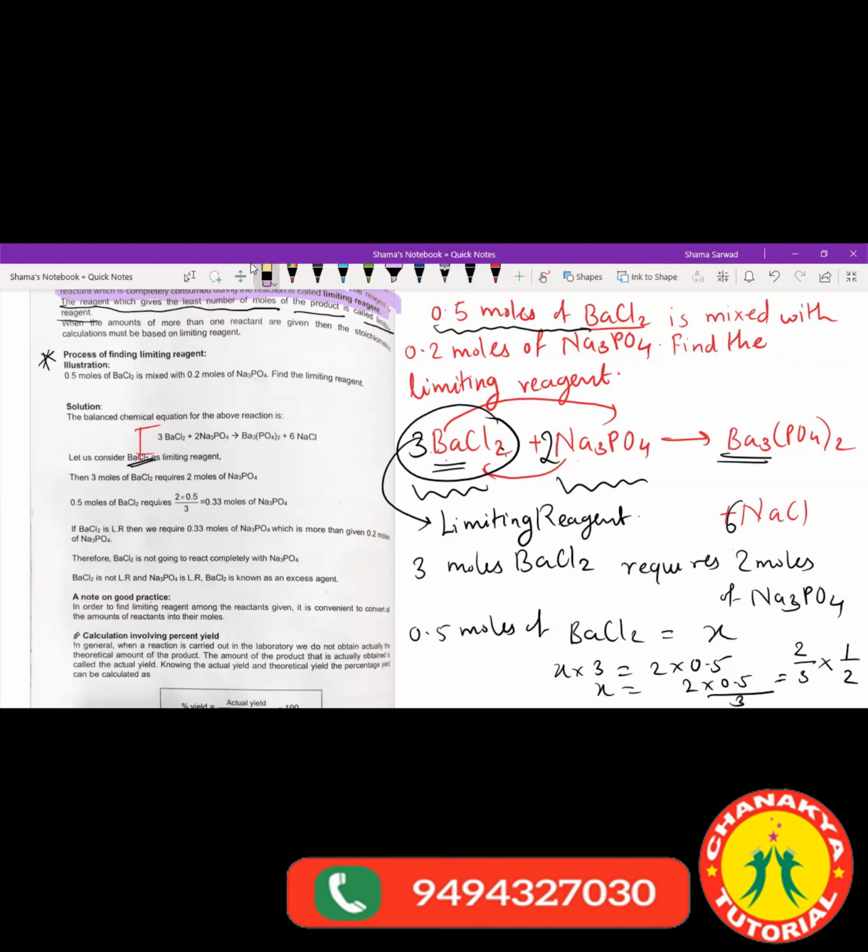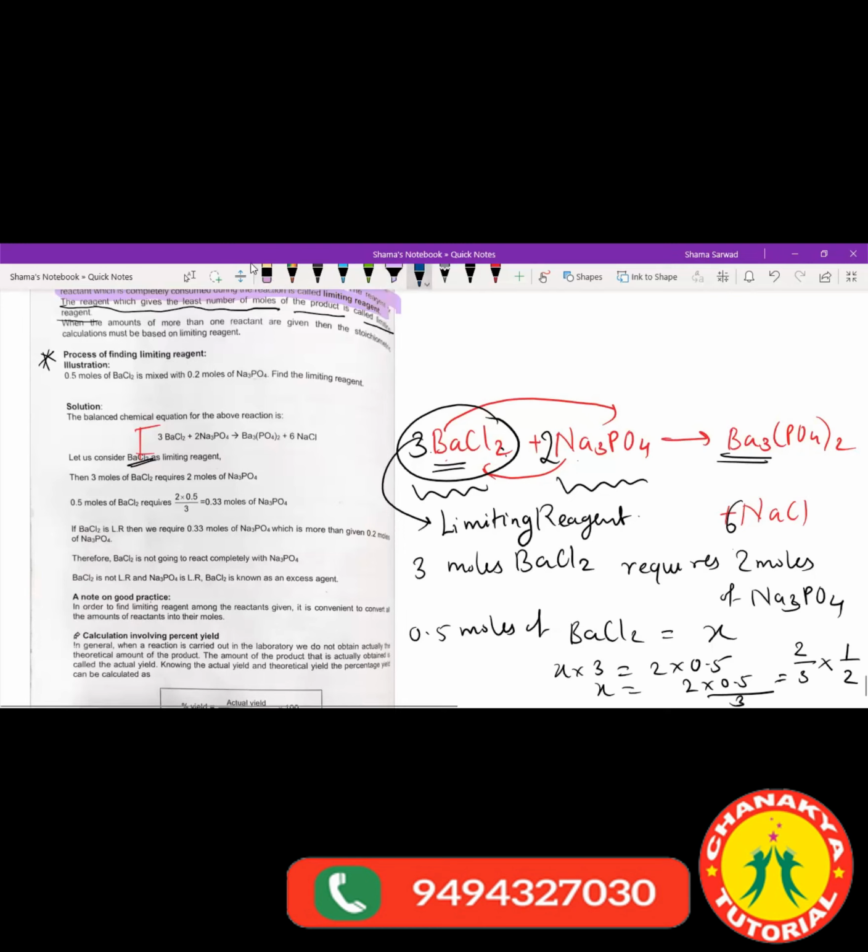0.5 means 1/2. So it will be 2 by 6, which means 1 by 3. And 1 by 3, if you find the ratio, you will get the answer. That would be 0.33. Correct? If you want to go for the direct calculation, that's fine, but I try to simplify it. It's up to you which method you follow. So here 2 ones are 2 and 3 twos are 6, that is 1 by 3. And if you divide this, you will get 0.33.